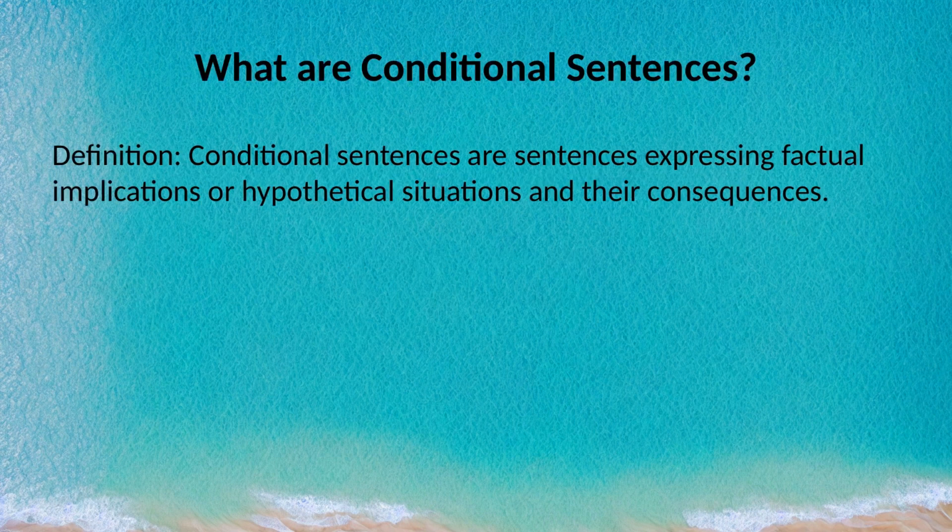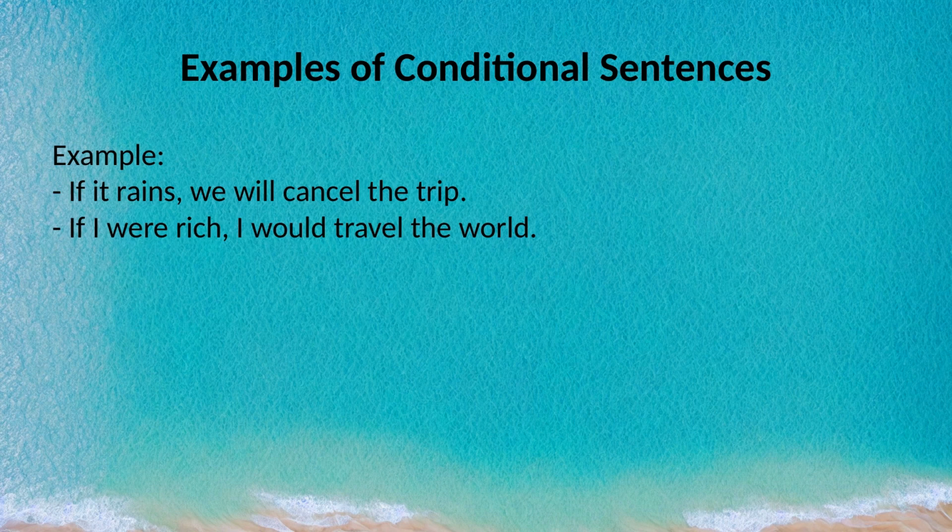So what are conditional sentences? They're sentences that talk about what might happen, what could have happened, or what we wish would happen. They help us express possibilities and hypothetical situations. For example, if it rains, we will cancel the trip. This talks about a possible future event. If I were rich, I would travel the world. This talks about a hypothetical situation.